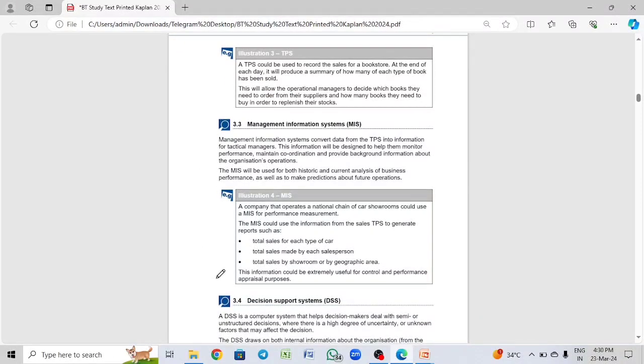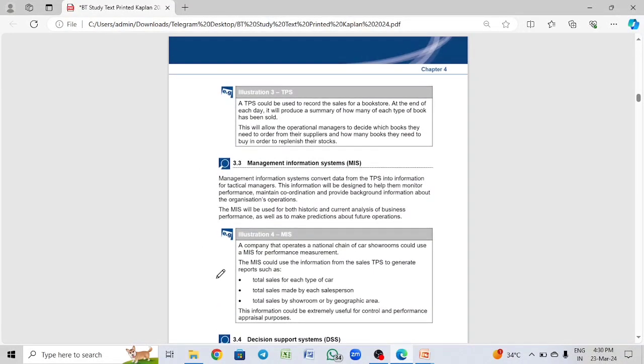Okay, now next is the MIS, that is the management information system. Now management information system is used by managers at tactical level, the middle level. Okay, who need information on a regular basis. What does the MIS do? MIS takes the information from the TPS and processes it in such a way that it is useful for the tactical level managers. Okay, the management information system converts the data from the TPS into information for tactical managers.